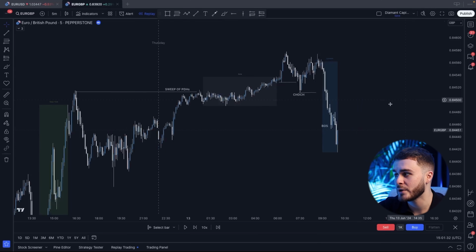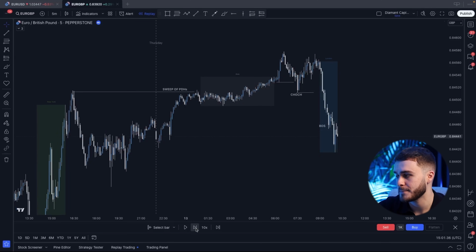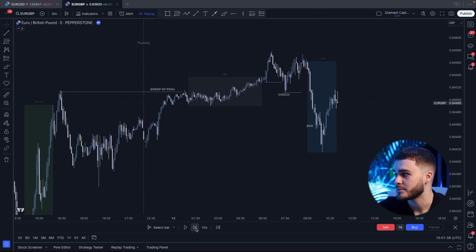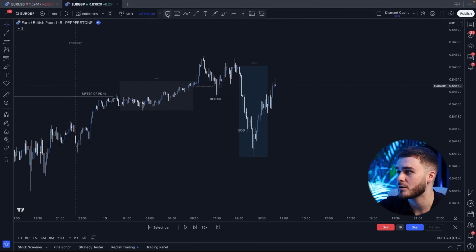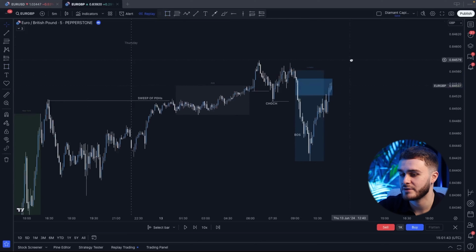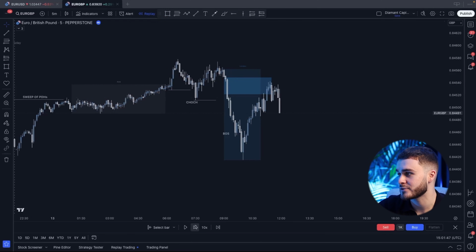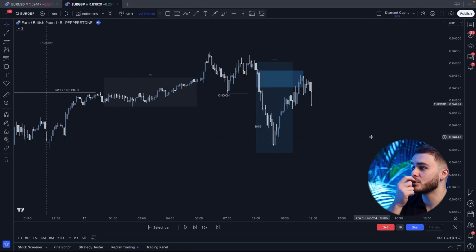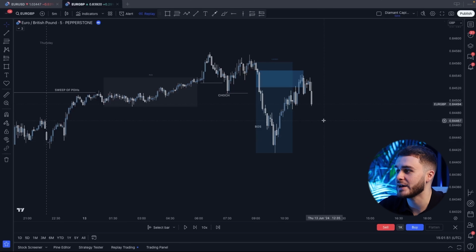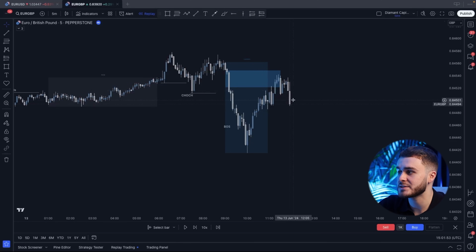Pretty much all we're going to be waiting on is a pullback to this kind of area. As price gives us that little pullback, as you can see, price gives us a very, very nice pullback all the way up to this fair value gap over here. And the next thing we're going to see is a bit of consolidation. So if somebody wanted to enter on this trade, where would they actually enter? It would be on this very, very nice engulfing candle.